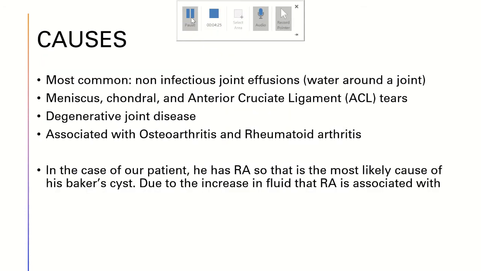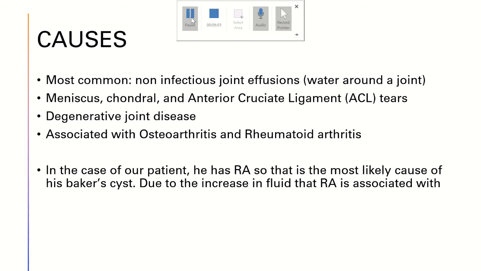So the most common cause of Baker's cyst is just non-infectious joint effusions, which is water around a joint. Too much water causes the Baker's cyst. And it is also common when there are meniscus or ACL tears. With those tears, the synovial fluid just seeps out of the joint capsule there. It's associated with osteoarthritis and rheumatoid arthritis.